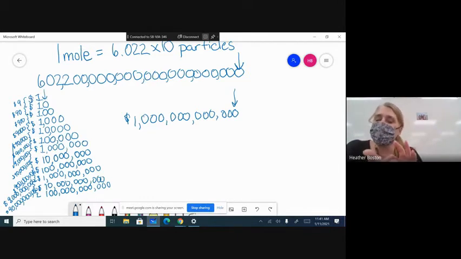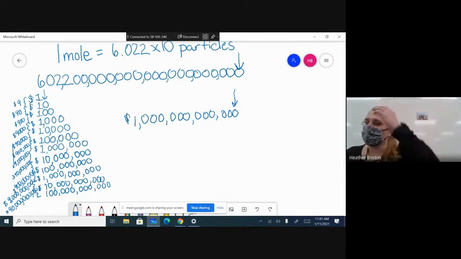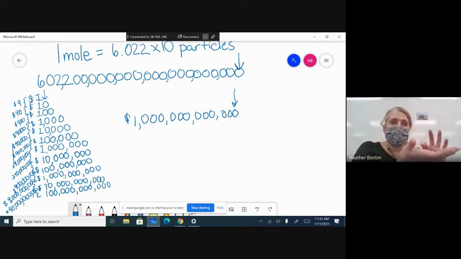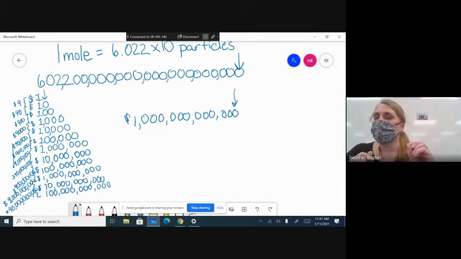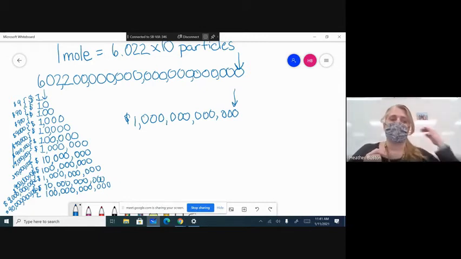So if I have 6.022 times 10 to the 23rd atoms of carbon, it would make a tiny pile in my hand. That's lots and lots of atoms of carbon. And it would just make a tiny pile in my hand because each atom of carbon is so small that we can't even see it with the most powerful microscope.